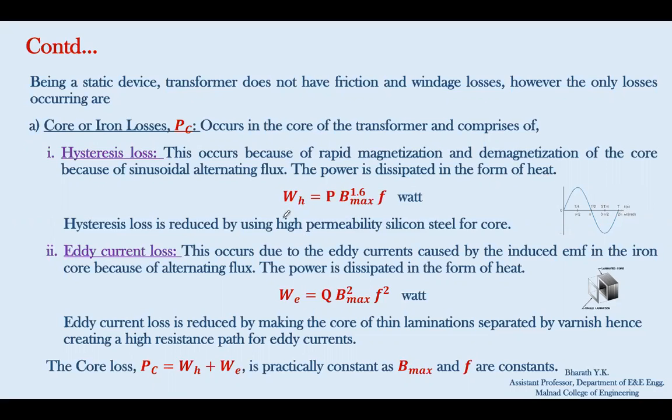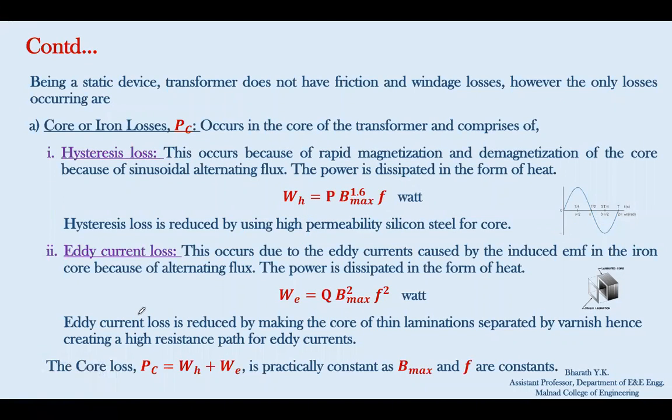The equation for hysteresis loss is given by WH is equal to P into B max to the power 1.6 into F watts. Here P is a constant, Bmax is the maximum flux density in the core, and F is the frequency. To reduce hysteresis loss, the core has to be made of high permeability material. If high permeability material is used, then the expansion and contraction will be less, hence the heat dissipation will be less. That is why the core is normally made of high permeability silicon steel material.